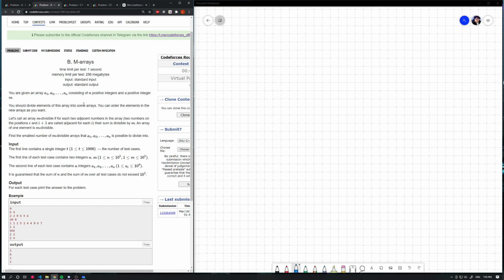So this problem statement is that you're given an array, and you're also given an integer m, and you want to divide elements of this array into some subsequences, such that either the length of the subsequence is 1, or the sum of any two adjacent elements in the subsequence is divisible by m, basically.